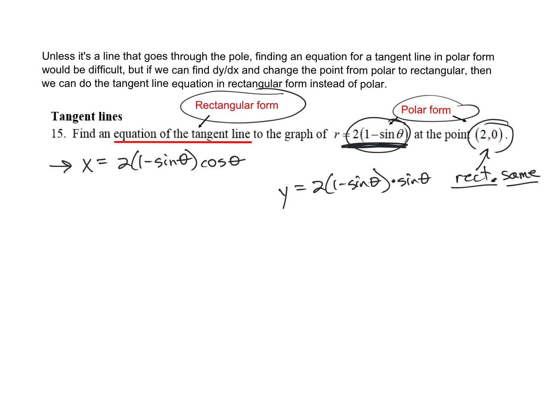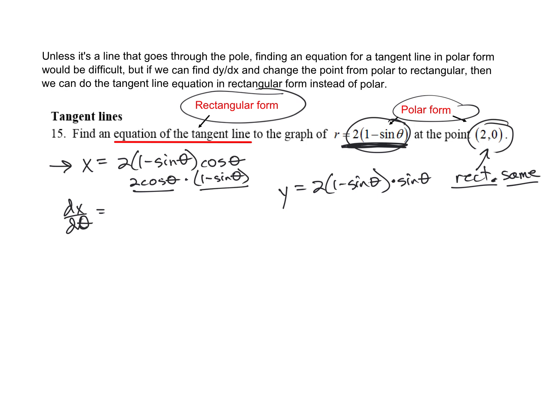Okay? So now to get our slope, we've got to do the derivative of each of these and then just put the dy/d theta over the dx/d theta. So dx/d theta, we're going to have to use what formula for this? Product rule. Yeah, we got to use product rule. In fact, if you want to distribute a 2 into one of them, I'm going to make it 2 times the cosine of theta times (1 minus sine of theta), just so that it's a little easier for me to see.